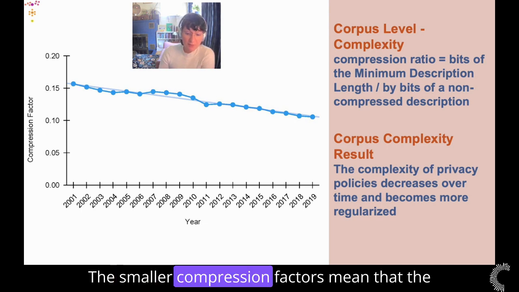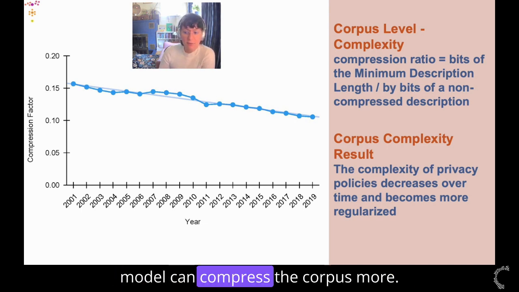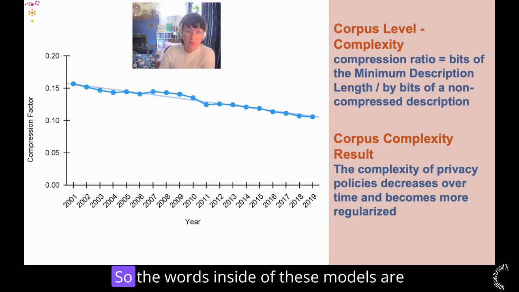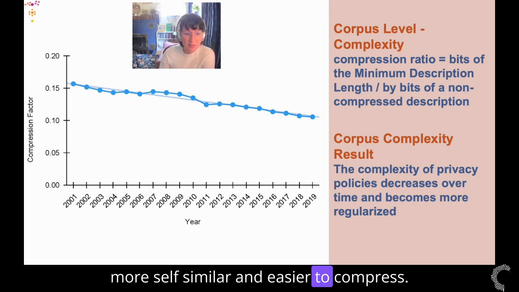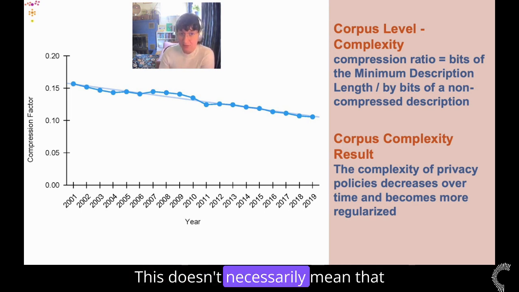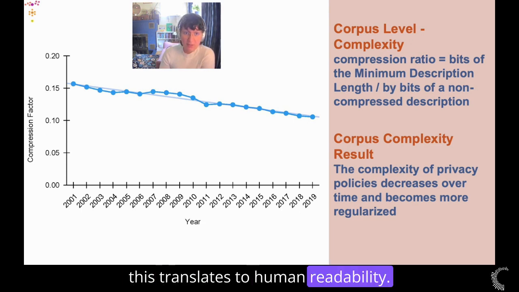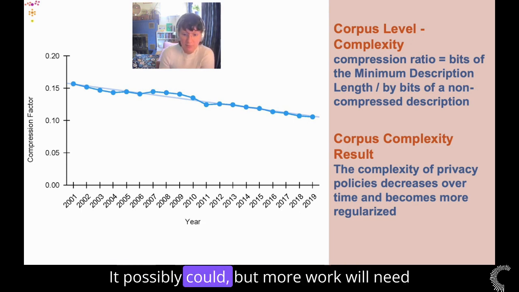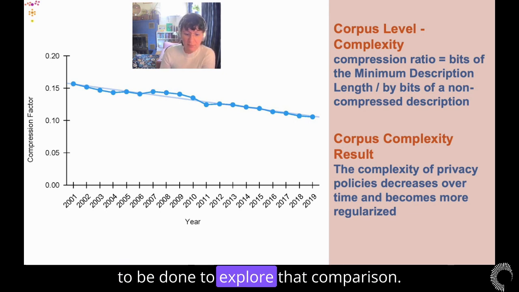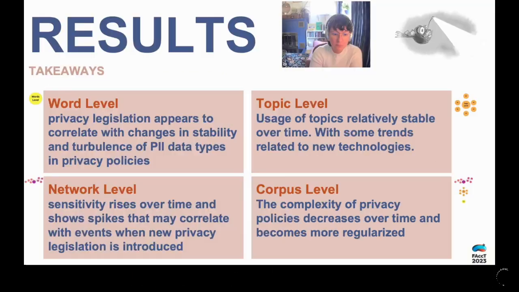The smaller compression factors mean that the model can compress the corpus more, so the words inside of these models are more self-similar and easier to compress. This doesn't necessarily mean that this translates to human readability. It possibly could, but more work will need to be done to explore that comparison.